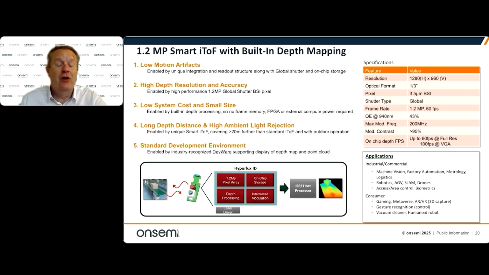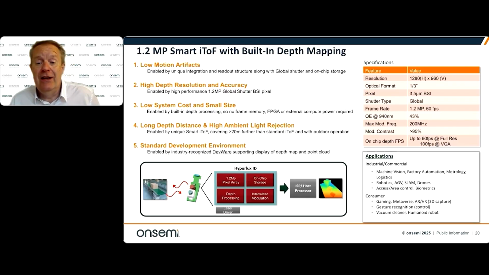Robotics, AGV, SLAM, drones, I mentioned all of these. Drones I didn't quite mention, but drones take a number of guises, whether it's standard drones for things like smart agriculture or surveillance, but also for smart retail as well, where depth is required. And for these smart retail drones, depth becomes very important as well. Access and area control, safety, biometrics, really there's so many different applications where iToF can be used, but isn't used today because of all these design challenges that I mentioned earlier, that we are overcoming with our Hyperlux ID architecture.